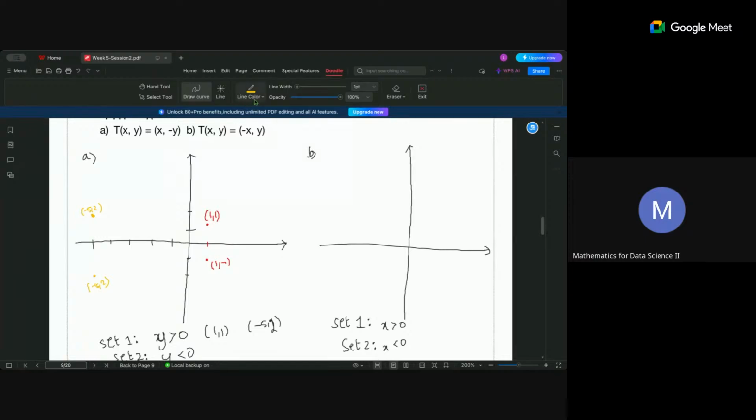Okay, so just one more point let's take. So maybe let us take 3 comma 4. So it will be somewhere here, 3 comma 4. Okay, so 3 comma 4, what is the image? 3 comma minus 4. So what is it that you observe? The vector gets flipped about x-axis.